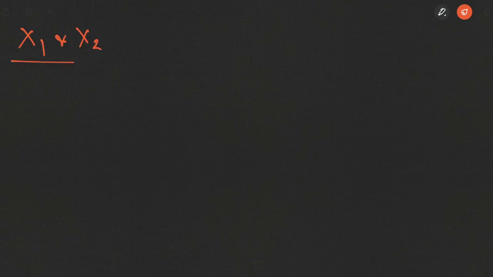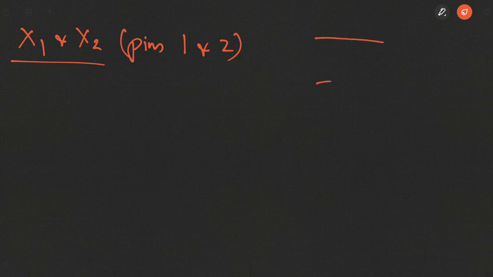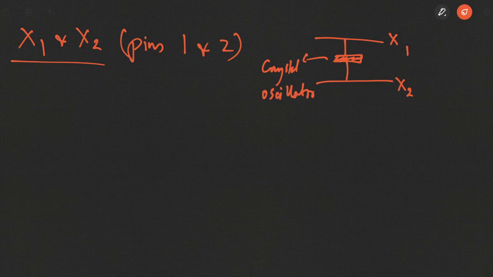X1 and X2, pins 1 and 2. So what do pins X1 and X2 basically imply? As far as these two pins are concerned, X1 and X2 are the first and the second pin of the microprocessor 8085. These basically hold the crystal oscillator. Fine. This crystal oscillator basically oscillates at a frequency of 6.28 megahertz.